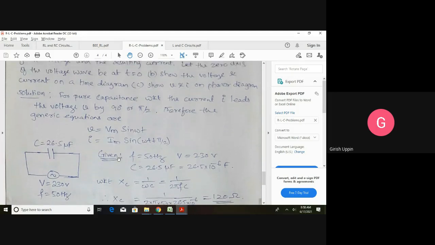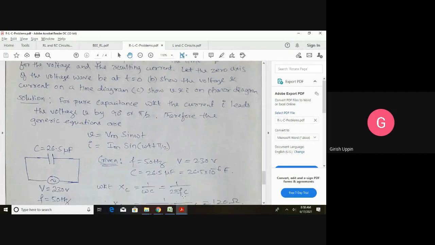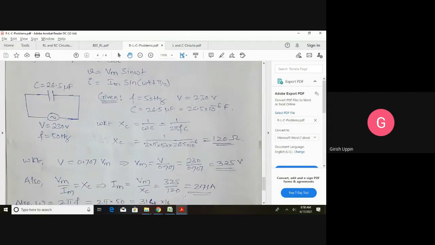Write the given values. What are the given values? The frequency is 50 hertz, RMS value is 230 volt, capacitance is given, C is equal to 26.5 microfarad. Make sure that you keep it in farad. Many times I see the common mistake is they directly use 26.5, which will give wrong results. It is microfarad, sometimes millifarad. Whatever is given, you have to put it in the farad. 26.5 into 10 raised to minus 6 farad.